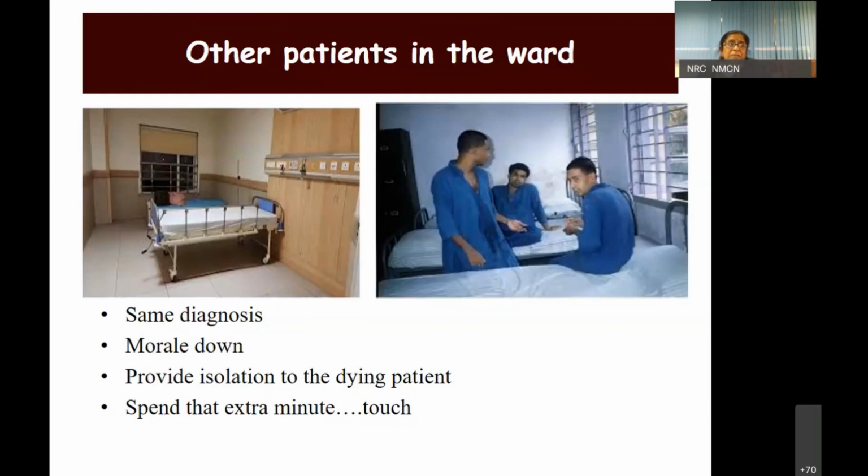On the days that a patient has died in your general ward and the morale of your other patients is low, spend that extra minute. A touch is a good idea. Do that. It helps.